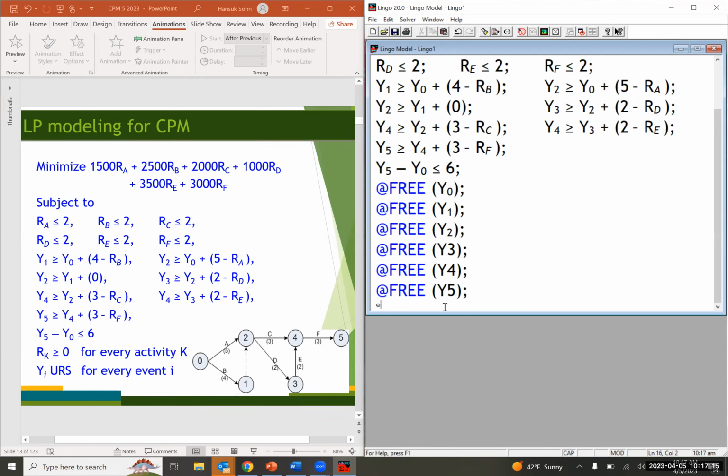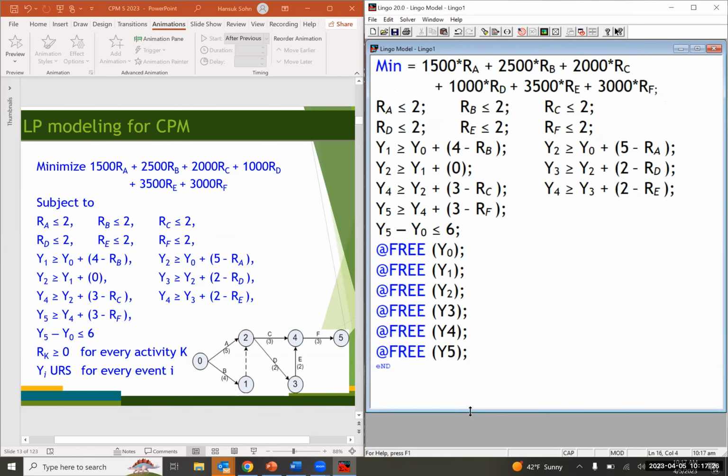And then we do need, okay. It's going to be good practice. I never use the regular font with subscript for Lingo input. So let's see how Lingo responds. So did I miss anything? Okay, so let's run it.